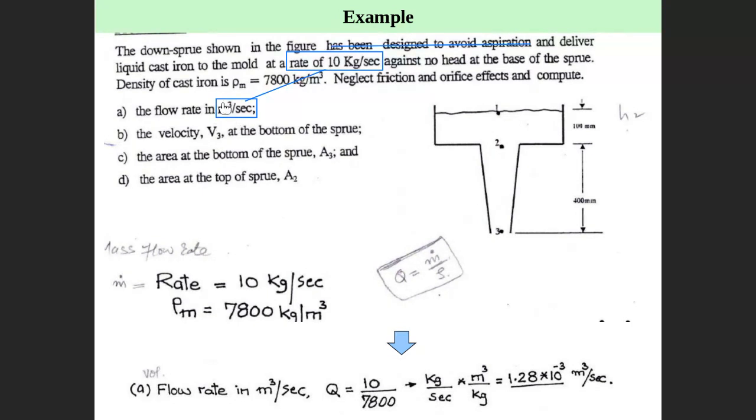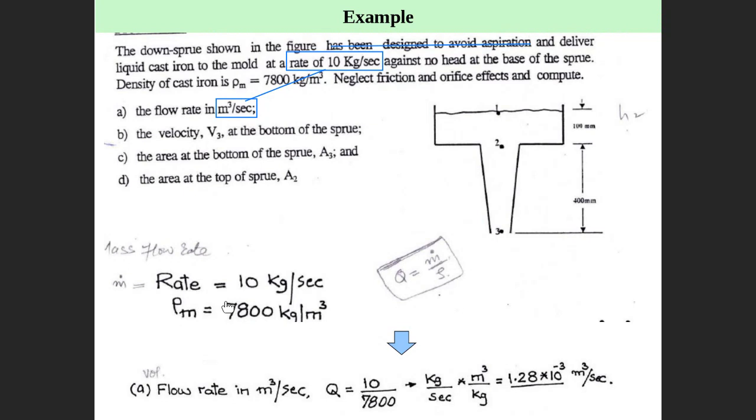What is the relation between mass and volume? Mass equals rho V. So if you need the volume, you divide by the density, and you get cubic meter per second. The rate given as 10 kilograms per second we call m dot, the mass flow rate. This is the mass flow rate m dot, because it is mass per unit time.